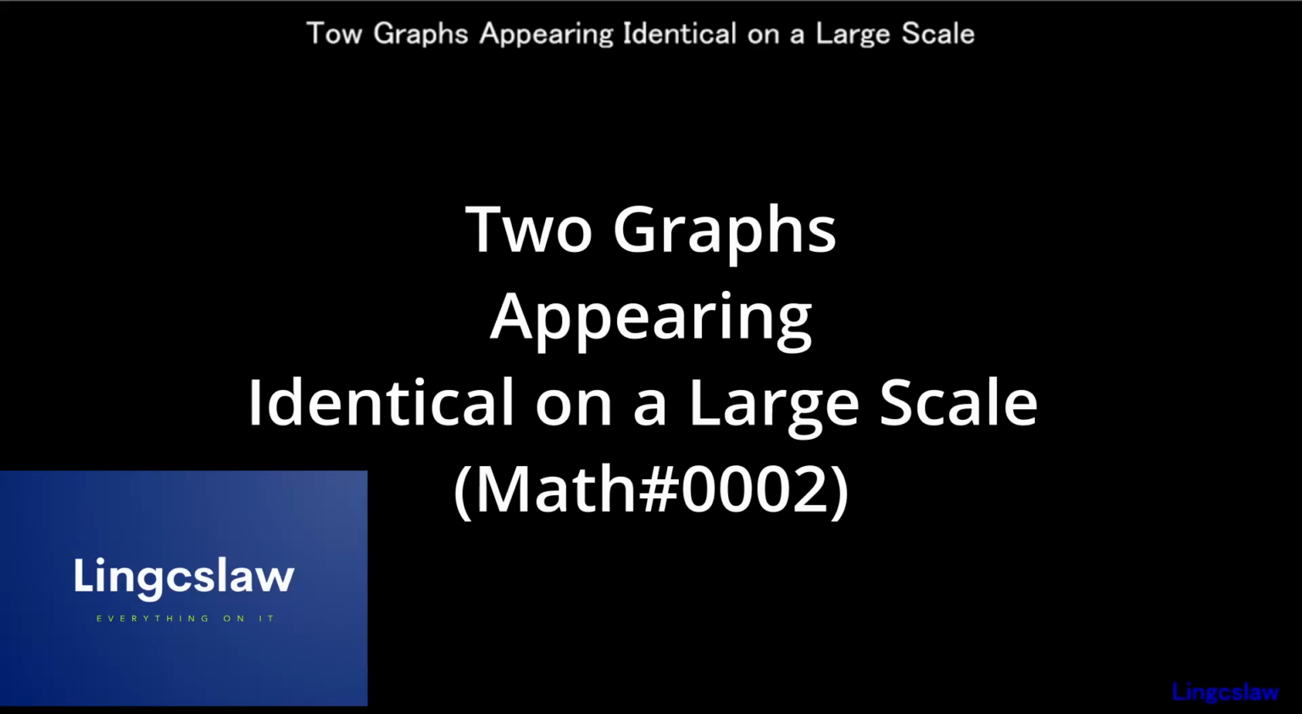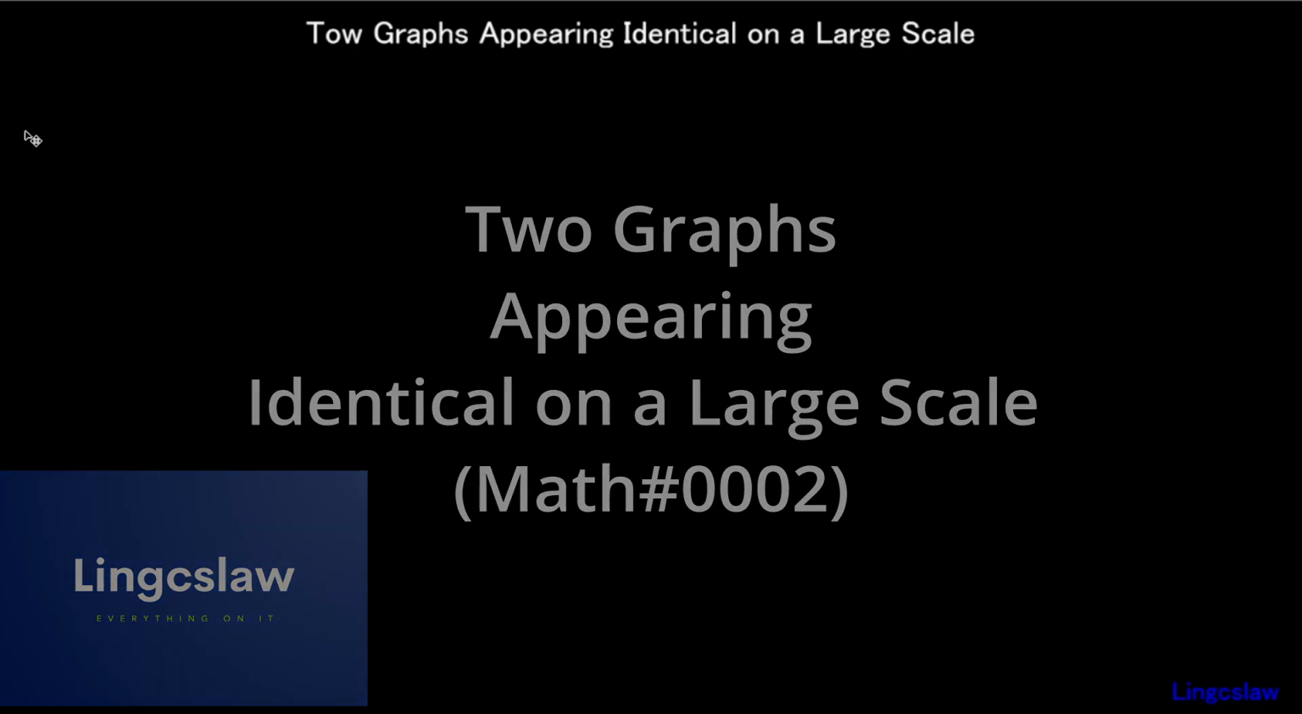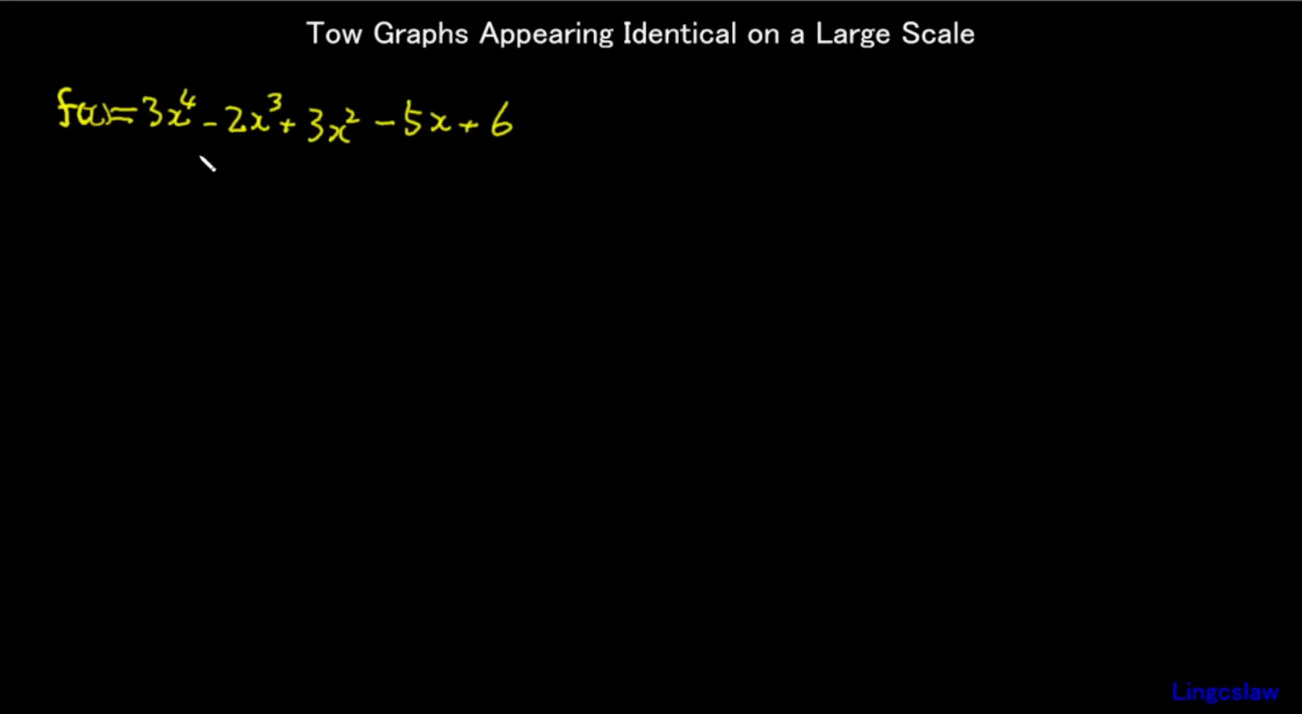Today's topic is two graphs appearing identical on a large scale. Let me explain what I am going to do. Let f of x equals 3x to the power of 4 minus 2x to the power of 3 plus 3x squared minus 5x plus 6, and g of x equals 3x to the power of 4. What I'm going to do is, these graphs are quite different for numerically small values of x.